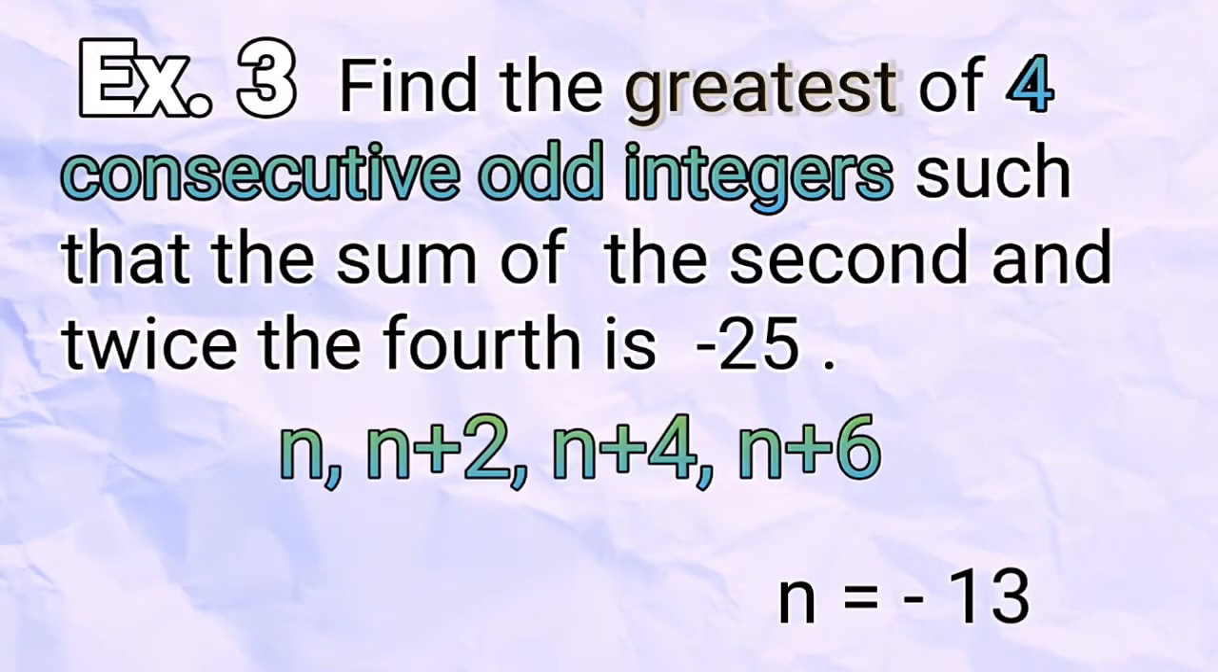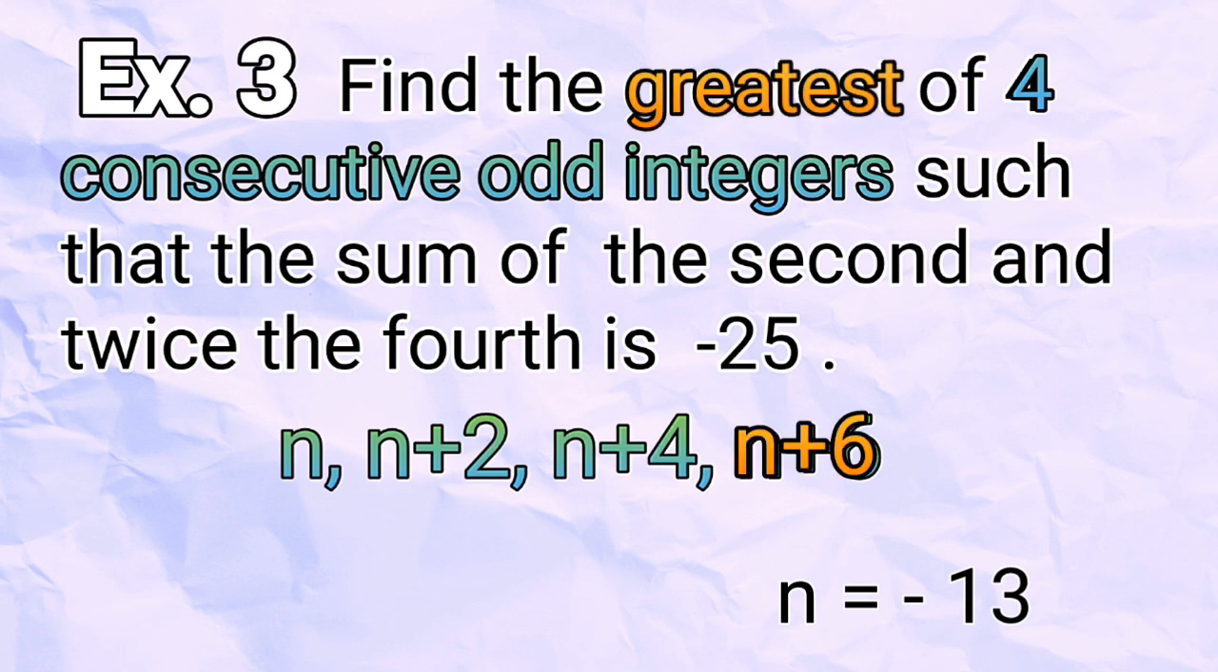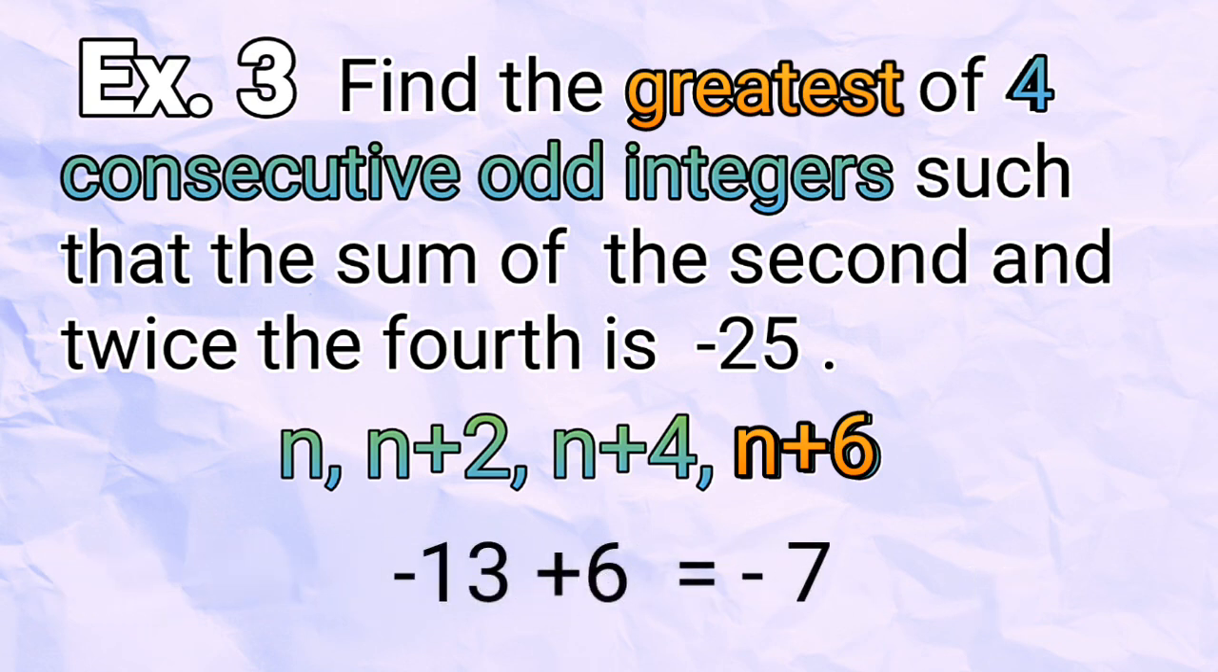Now our goal was to find the greatest of the 4 consecutive odd integers. So the greatest is n plus 6. So we have negative 13 plus 6 is equal to negative 7.